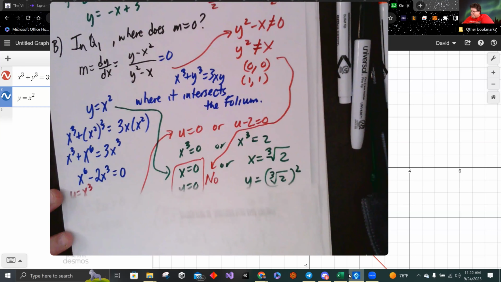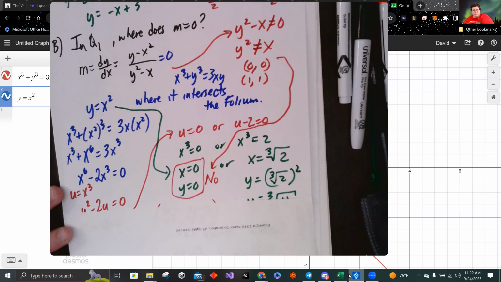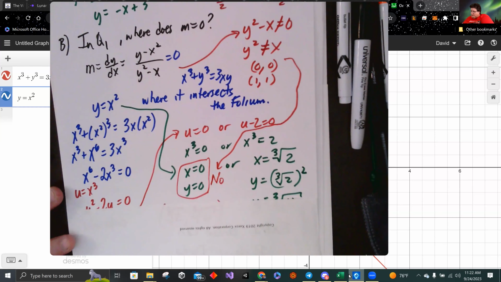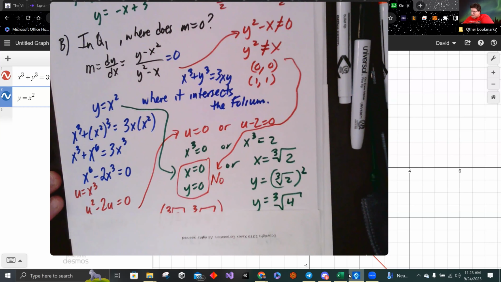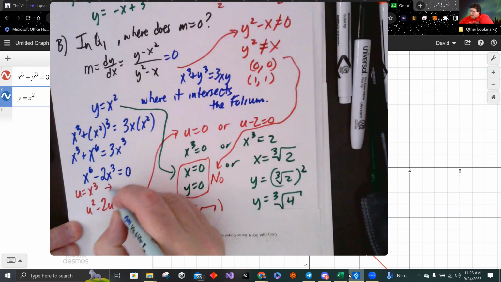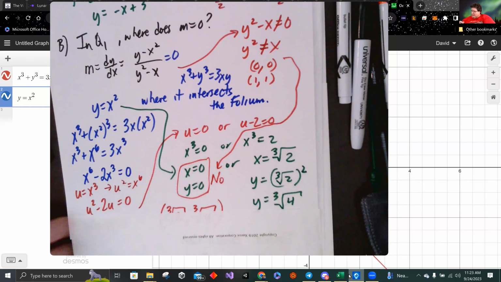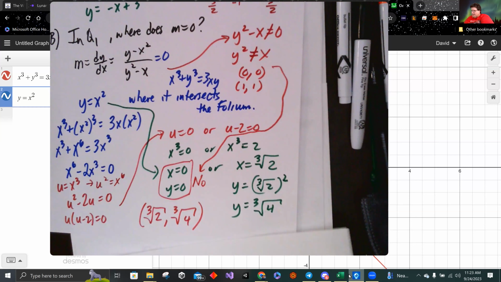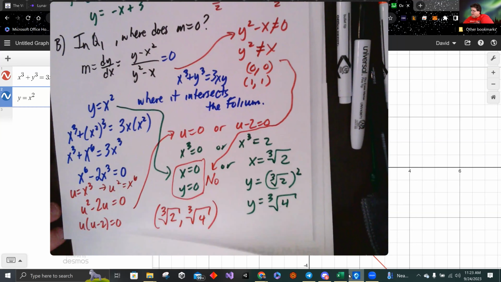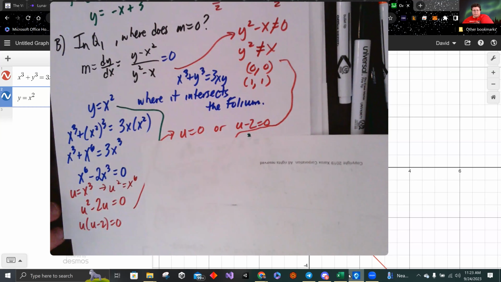You can do a u substitution for u equals x cubed, which is the easiest way to go, unless you're really good at solving these without using substitutions. You should do a u substitution. If I make u equal x cubed, then u squared is x to the 6th, and my equation becomes u squared minus 2u equals 0. That happens when u times u minus 2 equals 0, which means u equals 0 or u minus 2 equals 0.